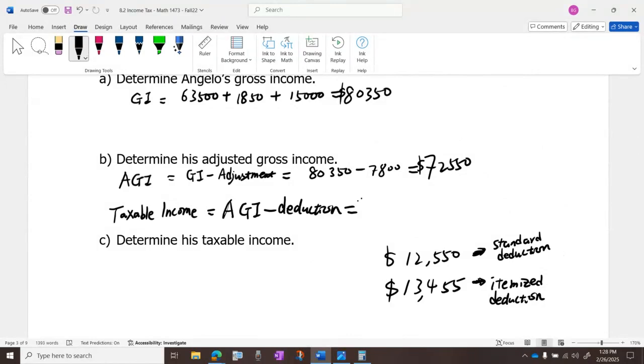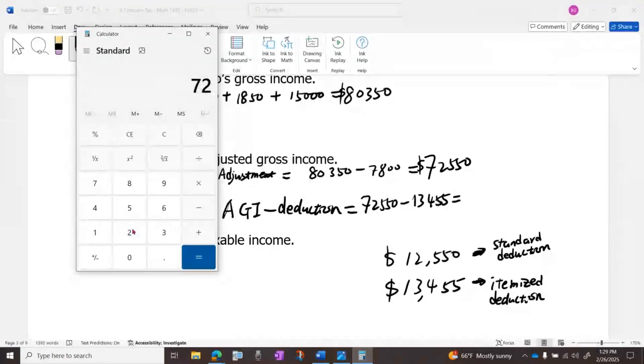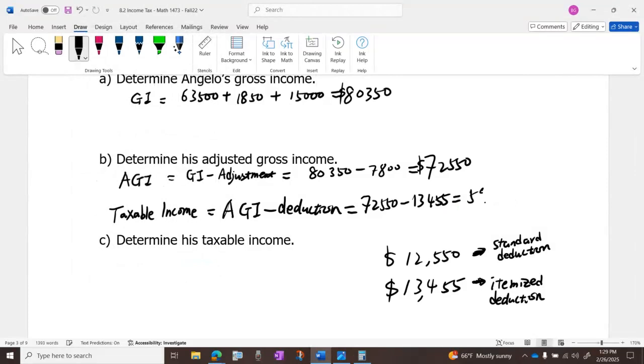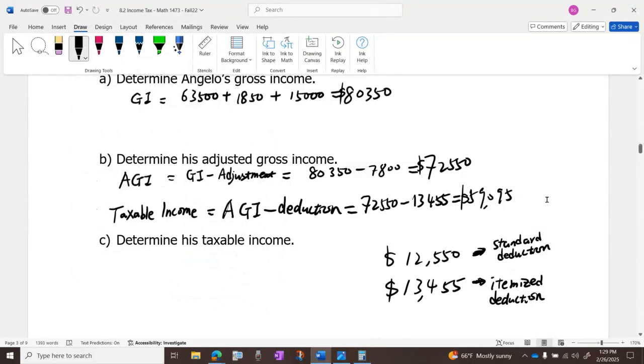Okay, so we have AGI, which is $72,550. Use that to minus itemized deduction, $13,455. Okay. The AGI we got is 72,550. Use that to minus itemized deduction, 13,455. That gives $59,095.